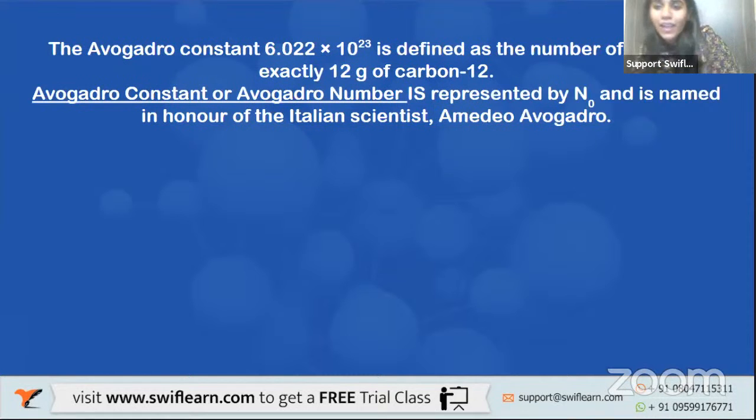Now if I go to a shop and say, give me Avogadro number of chocolates, how many chocolates will the shopkeeper give you? He will give you 6.022 into 10 raised to 23 chocolates in your hand. Understood? Avogadro number is 6.022 into 10 raised to 23, which is also equal to 12 gram of carbon 12. It is equal. Avogadro number is equal to 12 gram of carbon 12.